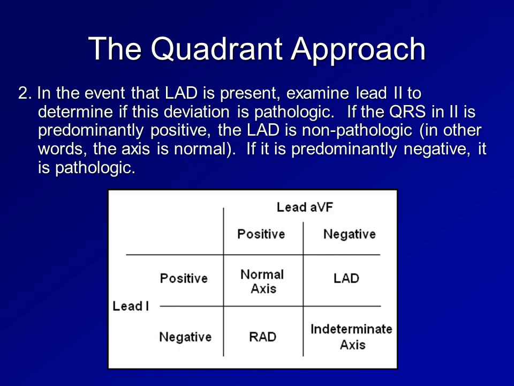The quadrant approach. 2. In the event that LAD is present, examine lead II to determine if this deviation is pathologic. If the QRS in II is predominantly positive, the LAD is non-pathologic, in other words, the axis is normal. If it is predominantly negative, it is pathologic.